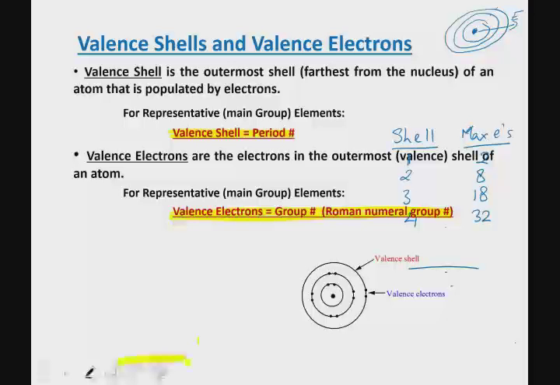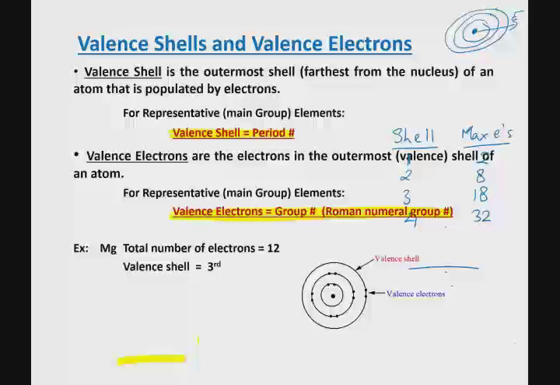So once again, this is a magnesium atom. Magnesium has a total of 12 electrons, and the valence shell is the 3rd shell, because magnesium is in the 3rd period. The number of valence electrons is 2, because if you look in your periodic table, magnesium is in the 2nd group, 2A, and therefore we can figure it out without having to do electron configuration, or electron distribution into the shells.